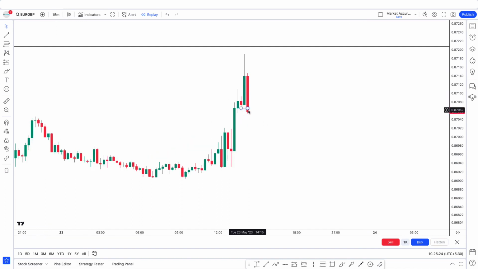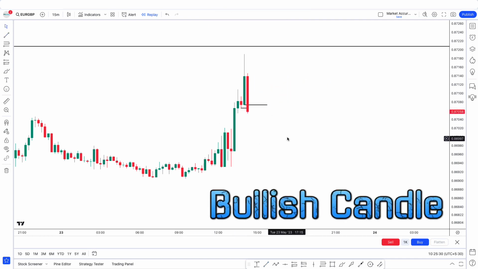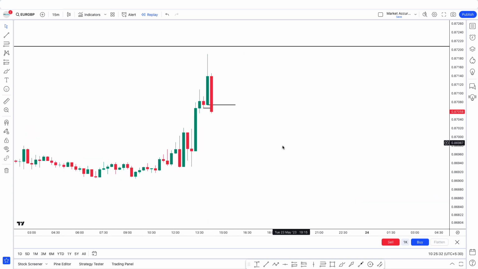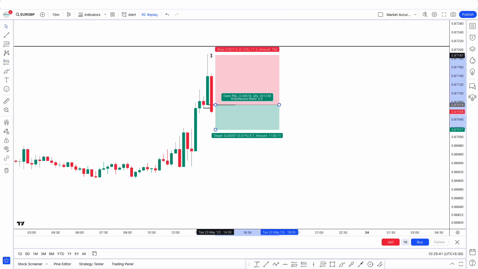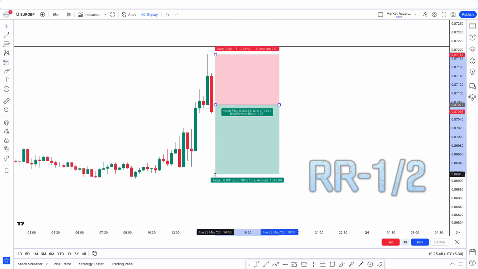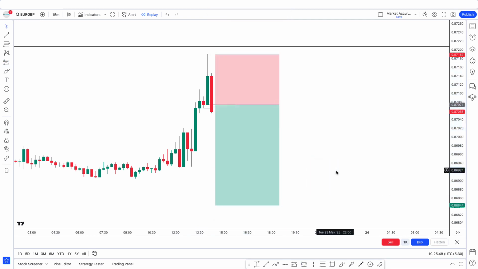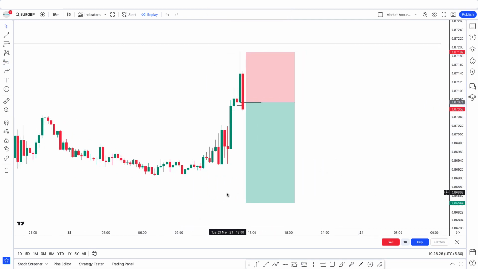So now this is the last bullish candle before a market structure shift. If there were consecutive bullish candles, then my entry would be from the start of those consecutive bullish candles. But since we only have one candle, the body of this order block would be my entry right here. I would put my stop right at the high here, and I will go for 1 to 2 as per my rules. Let's see how this plays out.